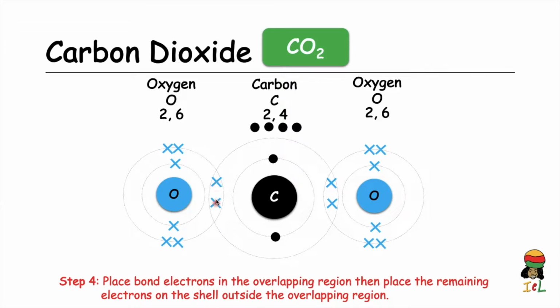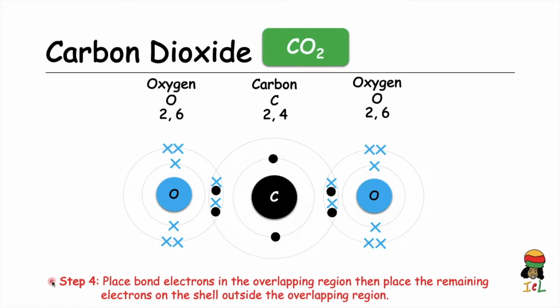Now the first oxygen atom shared 2 electrons with carbon, therefore carbon in turn will share 2 electrons with the first oxygen. And the same happens with the second oxygen, which shared 2 electrons with carbon, therefore carbon will share 2 electrons with the second oxygen. So if you notice, we have used all our valence electrons at this point in time.